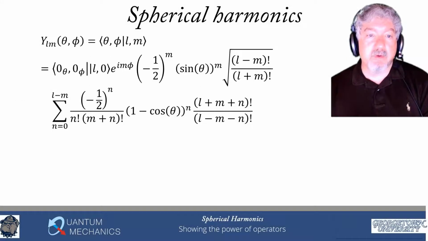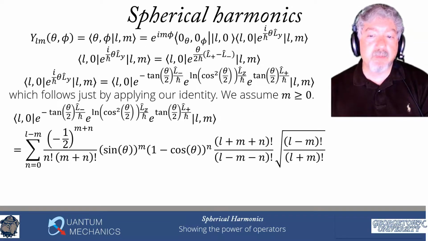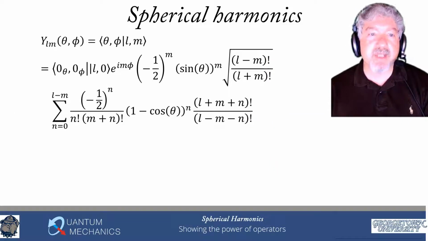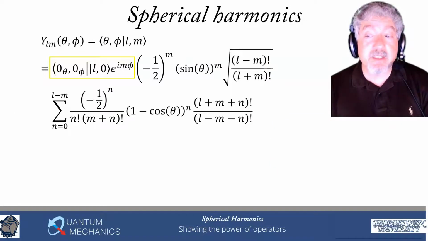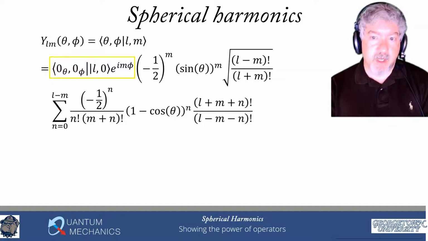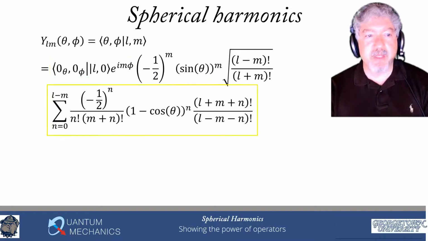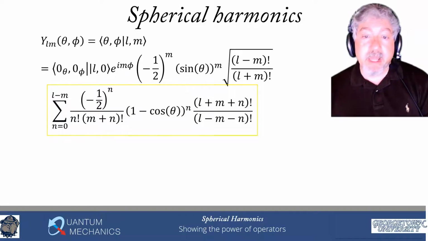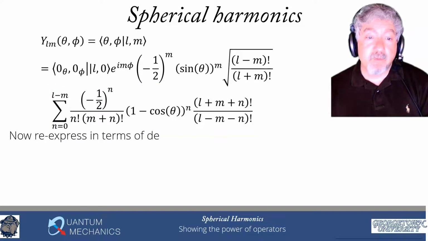Okay, now what we're doing here is we're going to pull out all of the terms that don't depend on n. So you see I have a sine theta to the nth power. I have a -1/2 to the nth power. This square root of (L minus M) factorial over (L plus M) factorial doesn't depend on n. So I'm going to pull all those factors out. And of course, we still have that normalization constant and the e to the i m phi that we had before we started working on this matrix element. And I have this sum n equals 0 to L minus M of this messy thing. I'm not going to read it out for you again. And basically, we're now done.